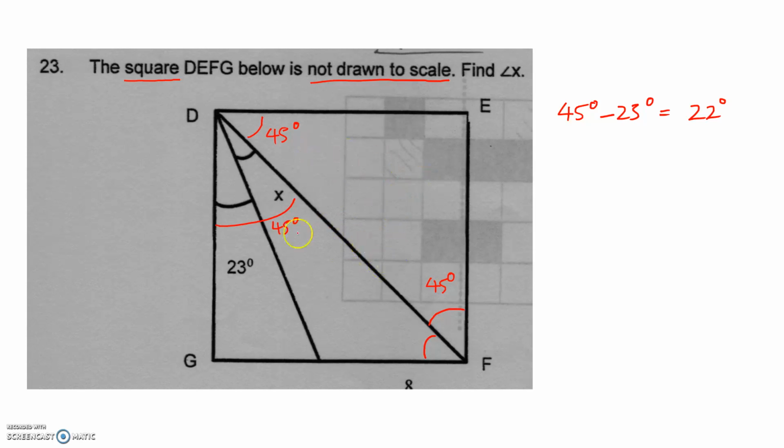I repeat again, this is a square. The middle line will cut the angles into half. So it will be 45 degrees, because this whole angle is 90 degrees, so 45 is half of 90. Okay, this is also easy. So don't go and think too much about it.